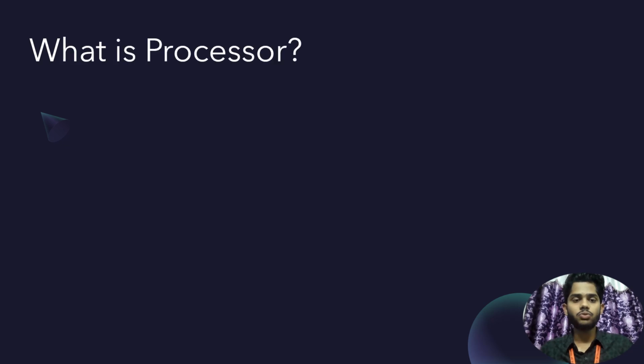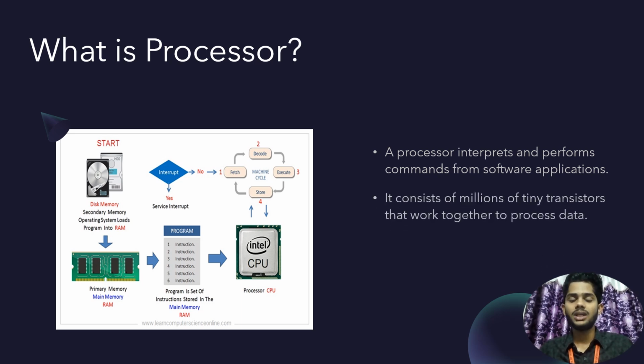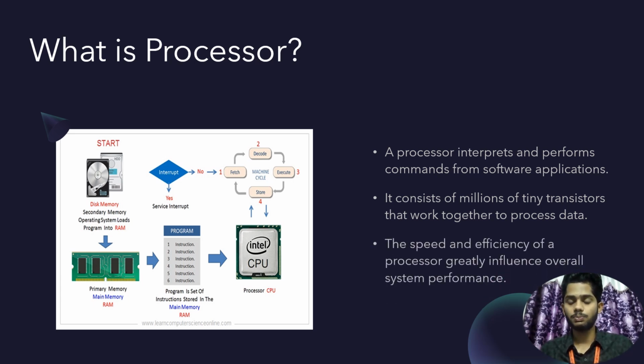So next, what is a processor? A processor interprets and performs commands from software applications. It consists of millions of tiny transistors that work together to process data. The speed and efficiency of a processor greatly influence overall system performance. Every instruction, program, or calculation is done by the processor, which works through millions of tiny transistors working together to process the data. So the processor is also known as the brain of a computer.